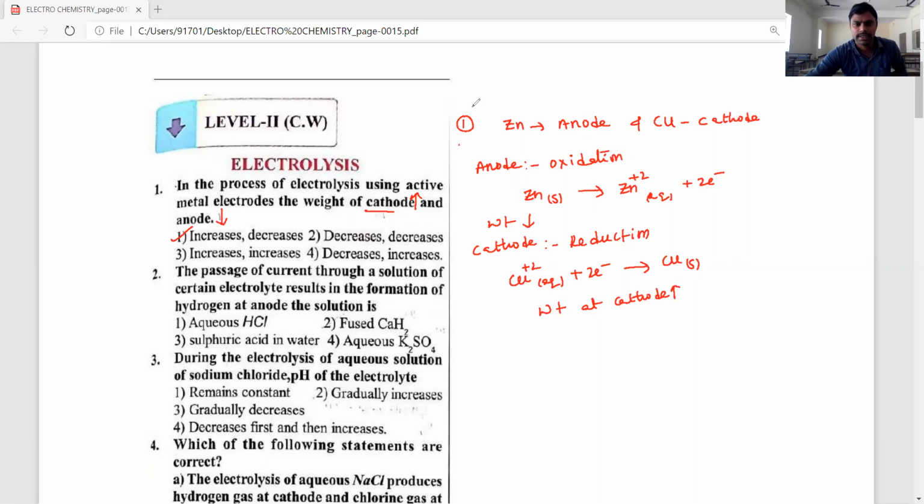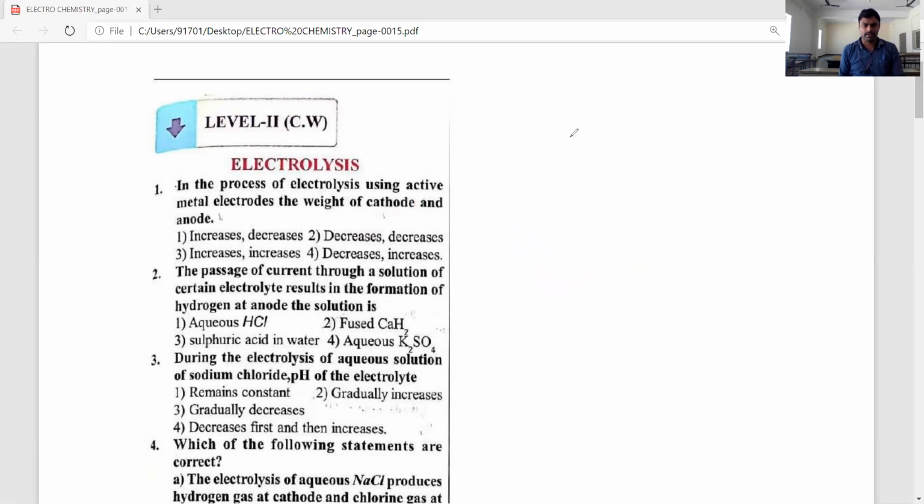Okay, let's see the second one. The passage of current through a solution of certain electrolyte results in the formation of hydrogen at anode. Hydrogen gas should be formed at anode in the solution they are asking. For this case, we need to remember the deposition order of anions and cations.